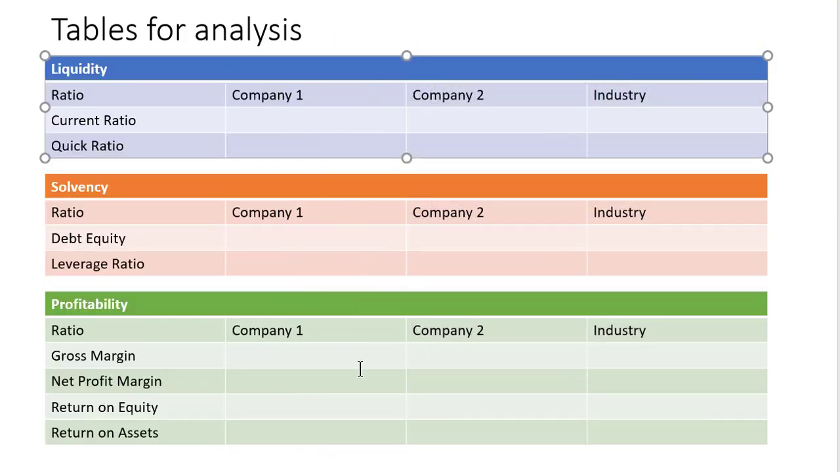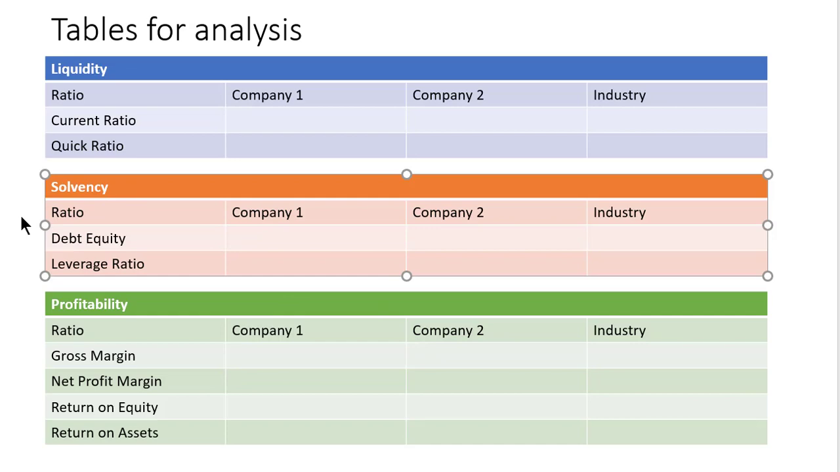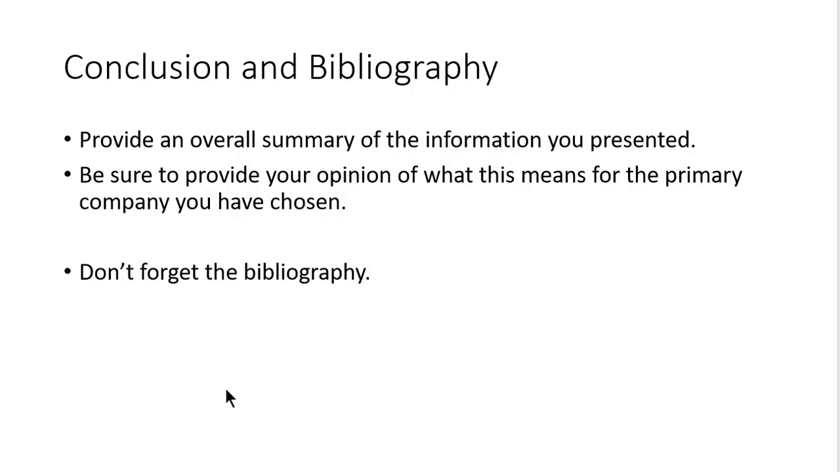You'll do that again for these 3 slides. You move these tables, each table independently, right? You'll move them to the next paper. Of course, then you're going to give me a conclusion, provide an overall summary of the information you presented. Be sure to provide an opinion of what this means for that primary company that you've chosen. Don't forget, you need to provide a bibliography and citations.